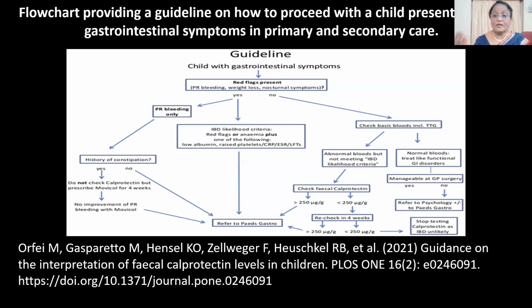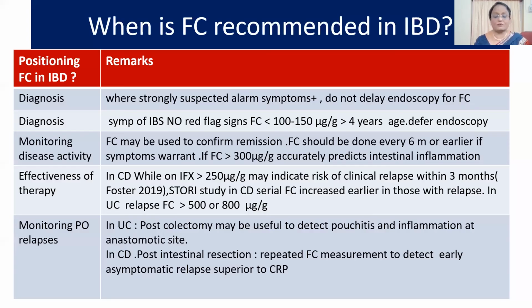Mainly this is for primary care and secondary care pediatricians who have to refer. Here they finally said, if the symptoms are there, bleeding PR, and it's not due to constipation, it's a loose stool, then you refer them straight to the pediatric gastroenterologist. If there is doubt, do a fecal calprotectin. If it is more than 250 microgram per gram, then you send them for colonoscopy.